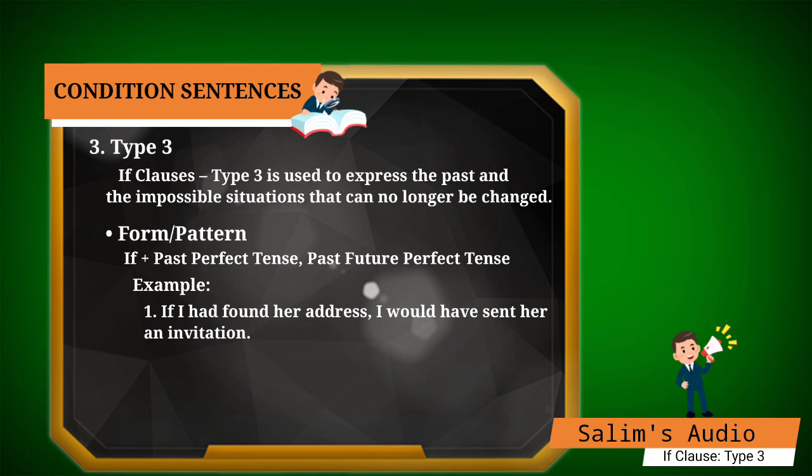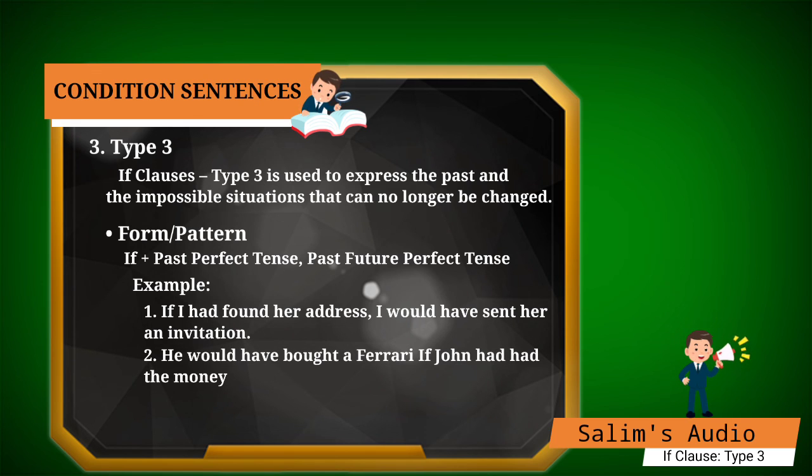The main clause can also be at the beginning of the sentence. In this case, don't use a comma. For example, I would have bought a Ferrari if John had had the money. I know John very well, and I know that he never had much money, but he loved Ferrari. He would have loved to own a Ferrari, but he never had the money to buy one.